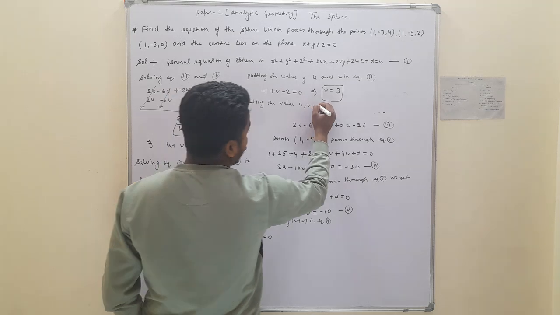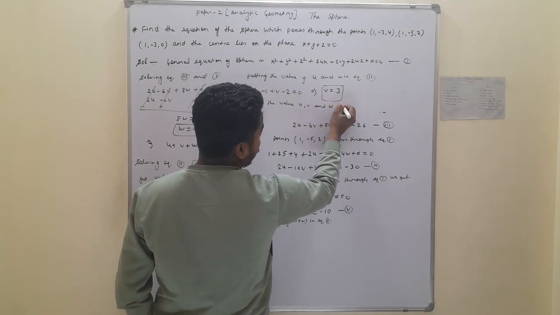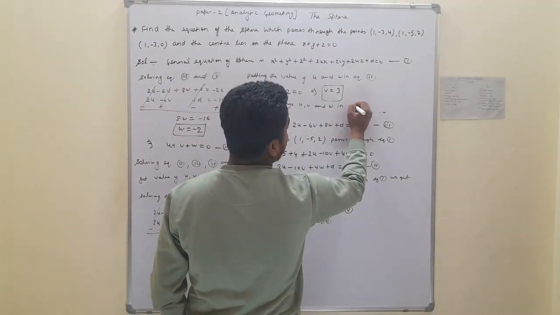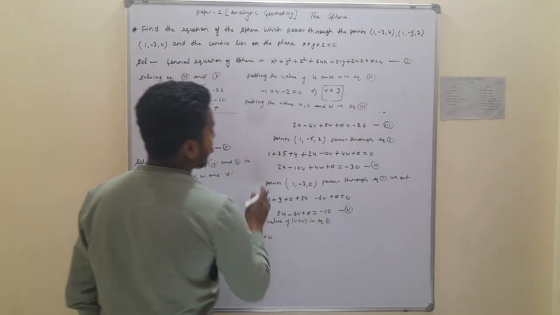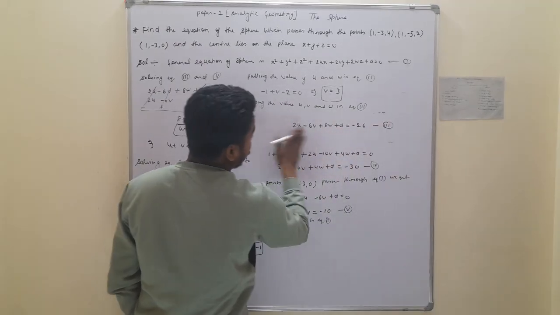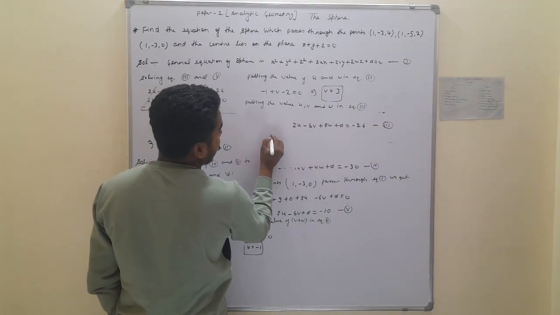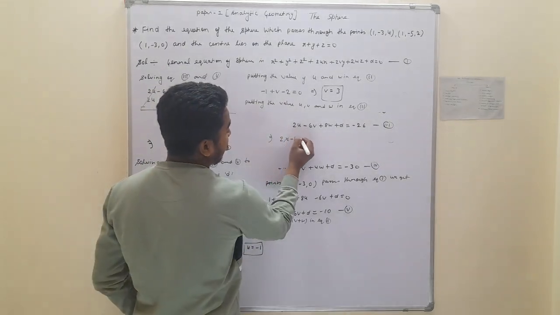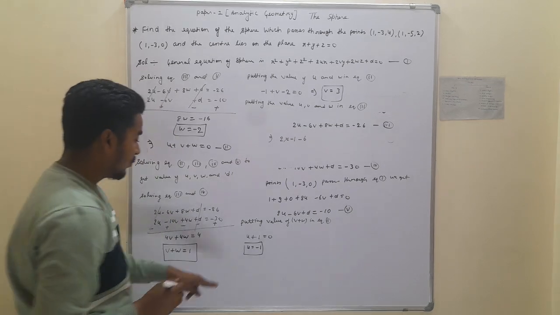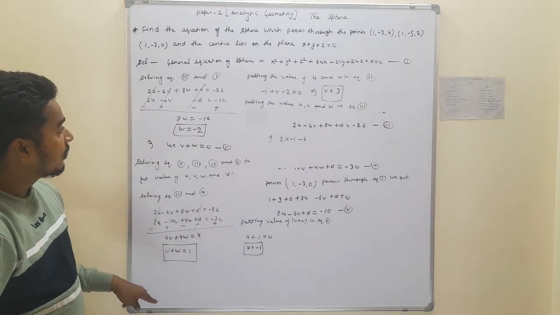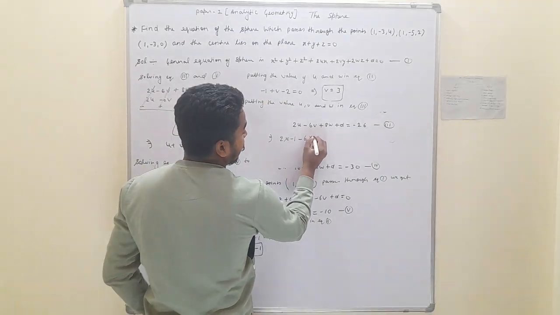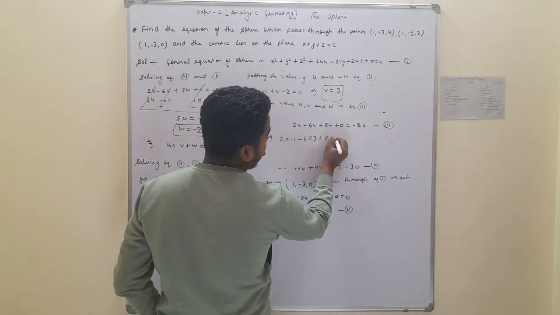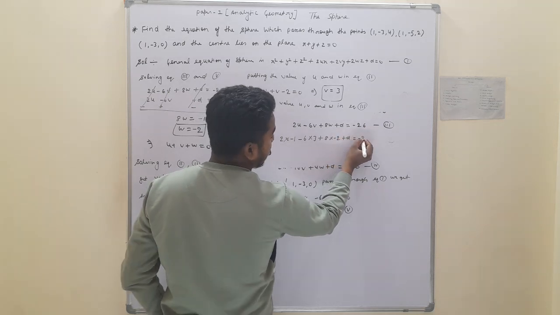Further we have to put the values of u, v and w in equation third. Putting the values here in equation third, we get 2u is equal to minus 1, minus 6v, where v is equal to 3, plus 8w, and 8w is equal to minus 2, so we write minus 2, plus d is equal to minus 26.